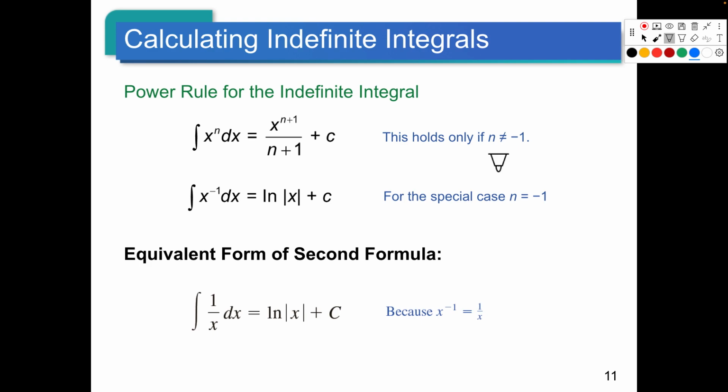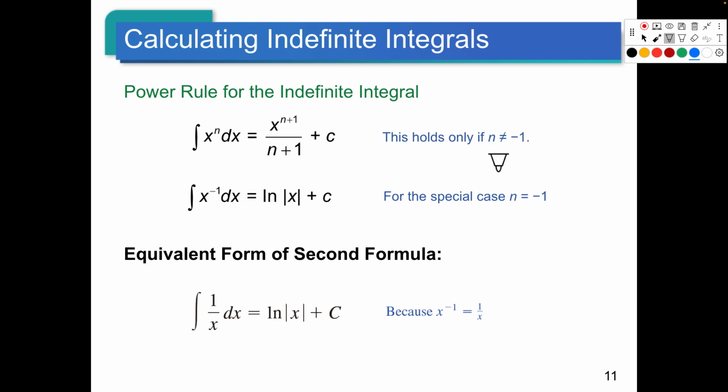If you have 1 over x or x to the minus 1, it integrates into natural log, and we talked about that. So again, I told you that first page, I covered pretty much the whole slideshow right there. And they give the alternate one. I like this 1 over x because I can spot this a lot easier than x to the minus 1.